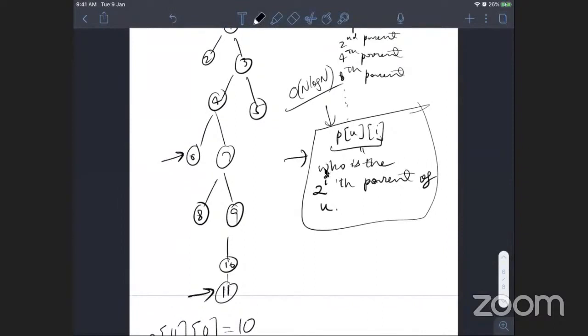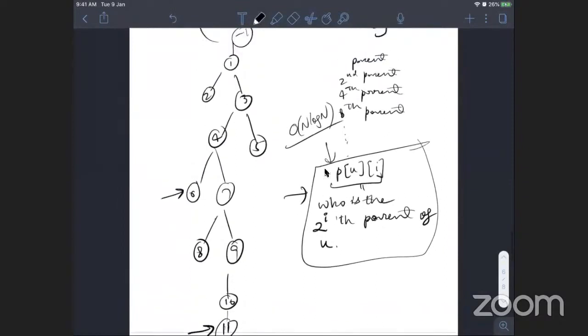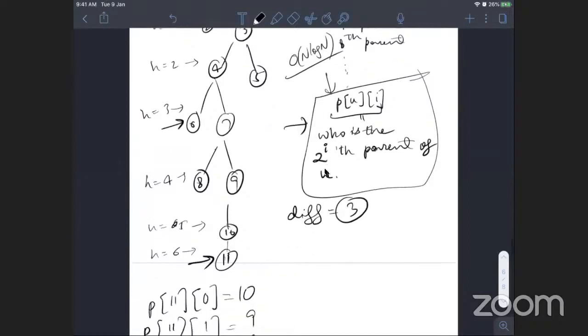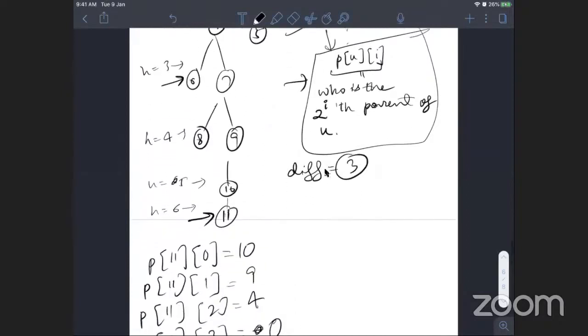Then you'll say, what's the difference in their heights? So this guy's height is 0, this guy's height is 1, this layer is 2, this layer is 3, this layer is 4, this layer is 5, this layer is 6. So what's the difference between the 6 and 3? 3, right? So the difference in the heights is 3. So we want to make 11 climb 3 steps up, which is basically to 7, but that's what in code we are saying, that we want to climb 11 3 steps up.